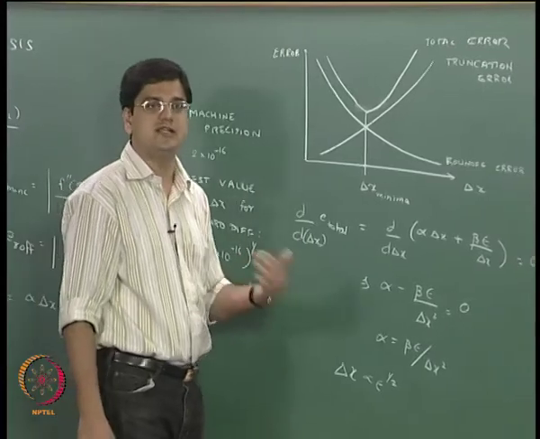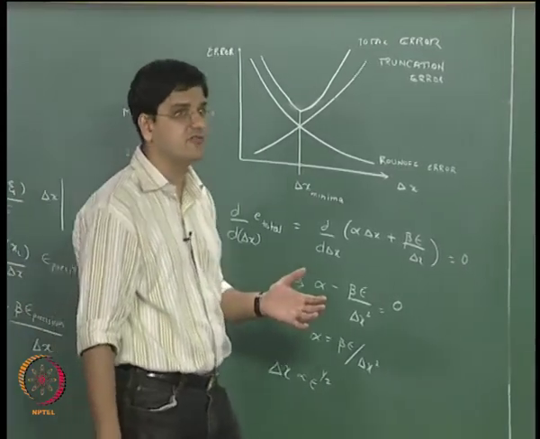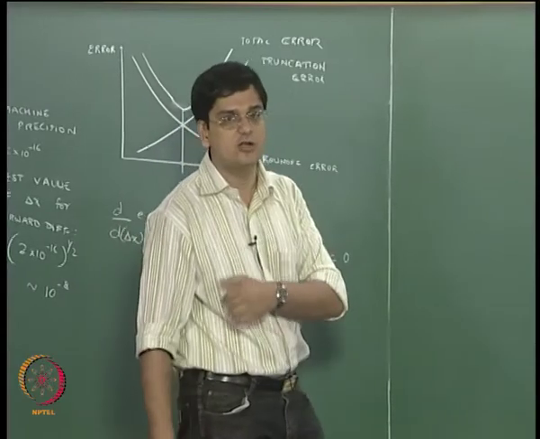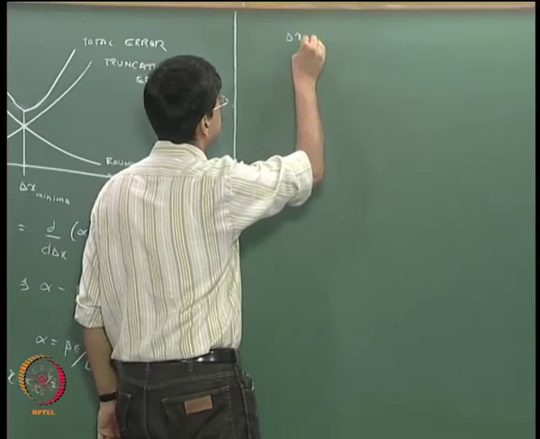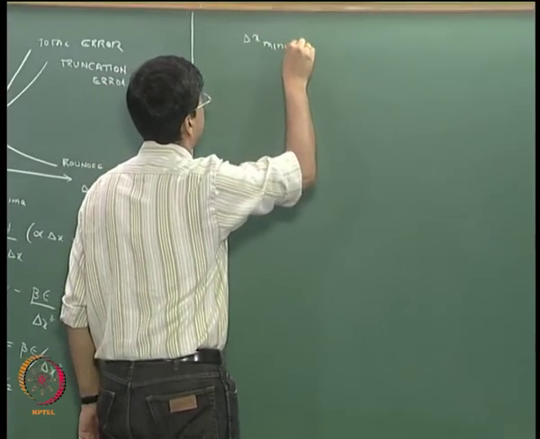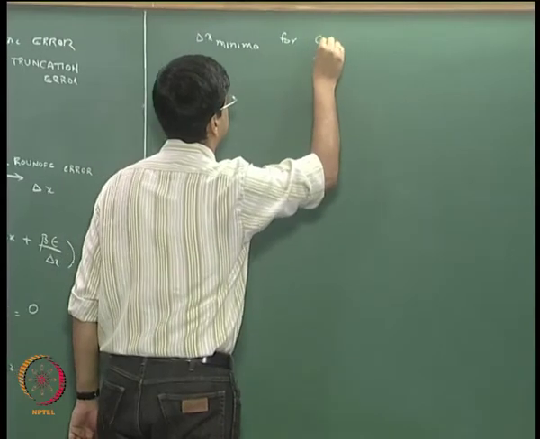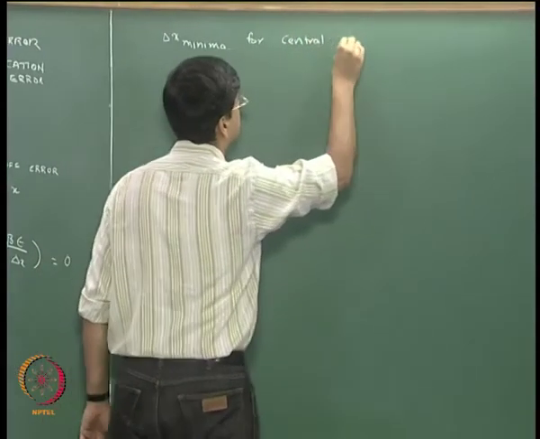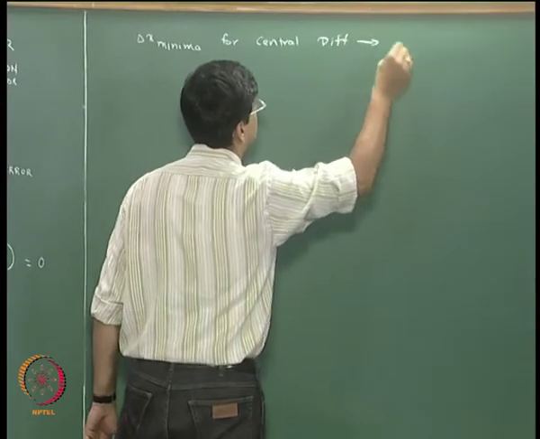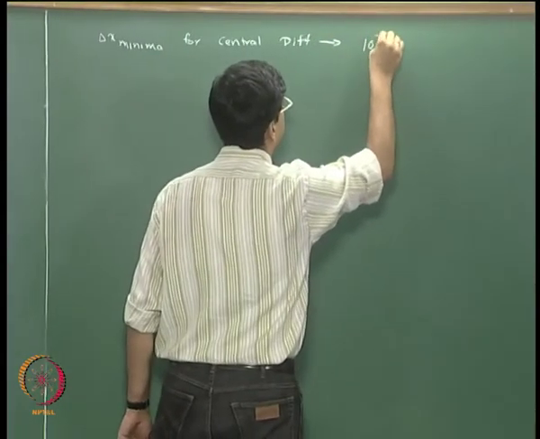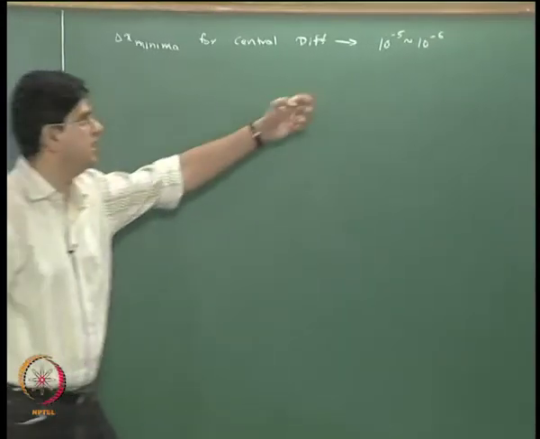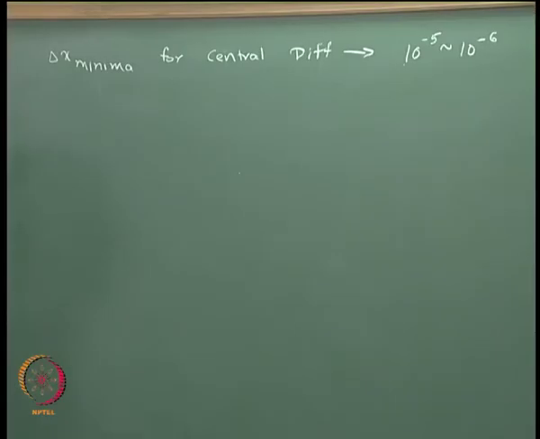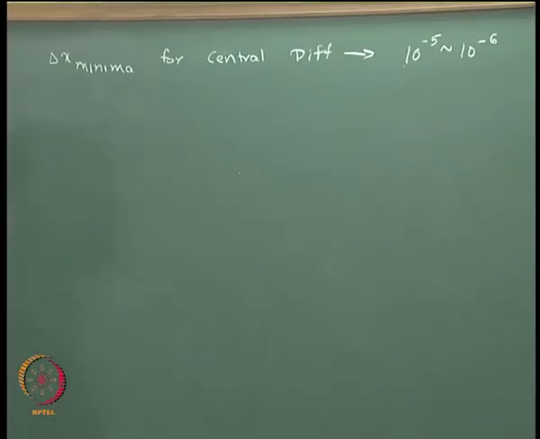Now, we will do this entire derivation again for the central difference formula. Let me remind you the result that we got from Excel using the central difference formula. The delta x minima for central difference formula, if you remember, was of the order of 10 to the power minus 5 to 10 to the power minus 6. Approximately in that range is what we had obtained in Microsoft Excel. Let us try to use the same idea in order to derive for the central difference formula.